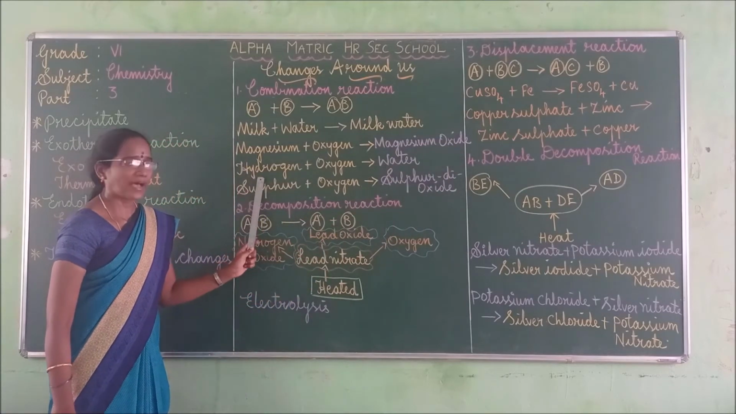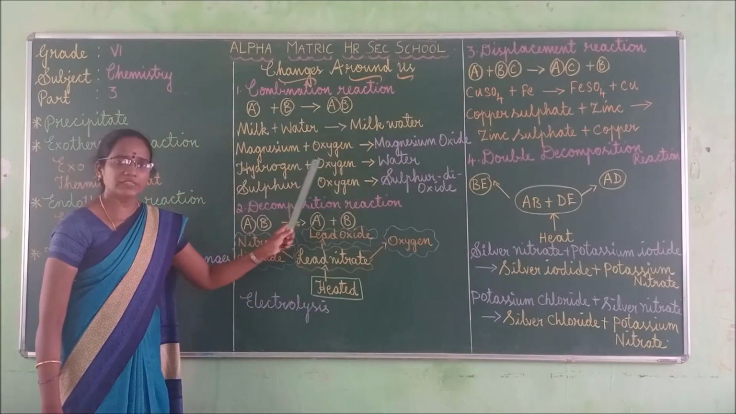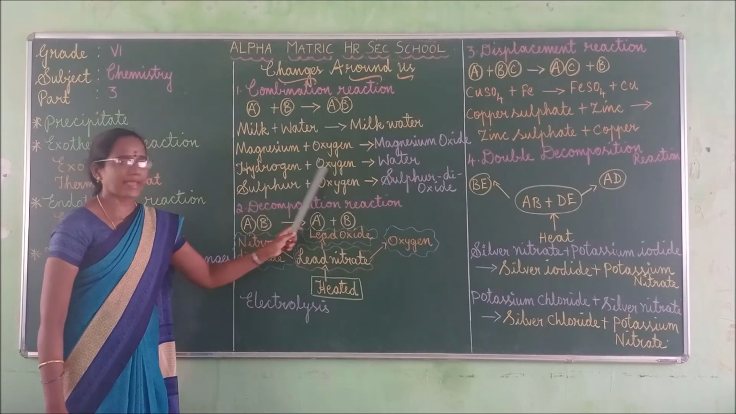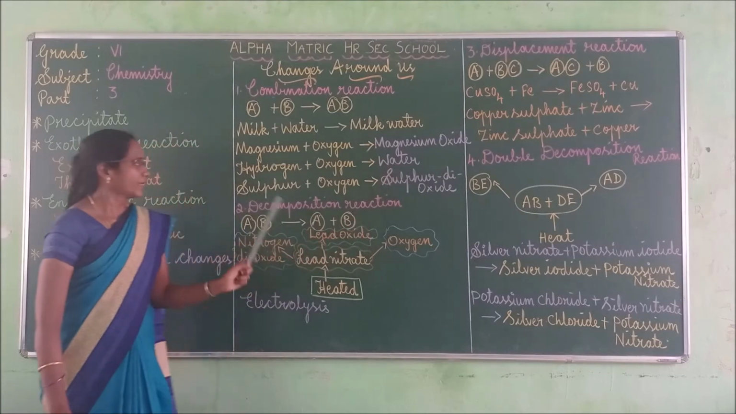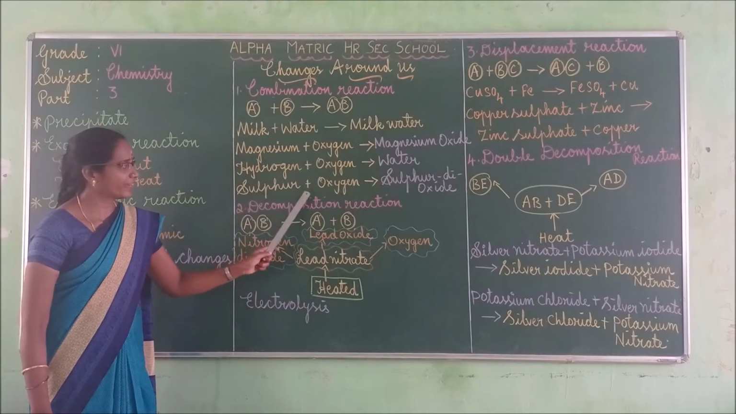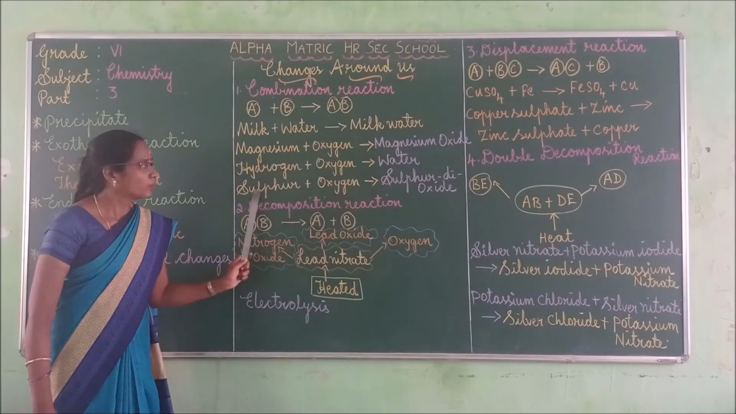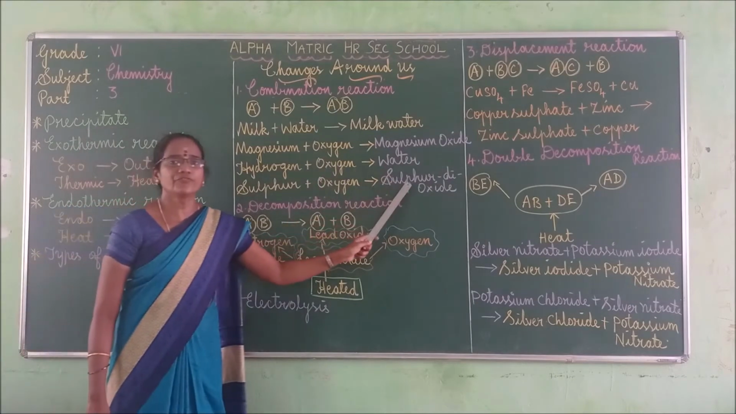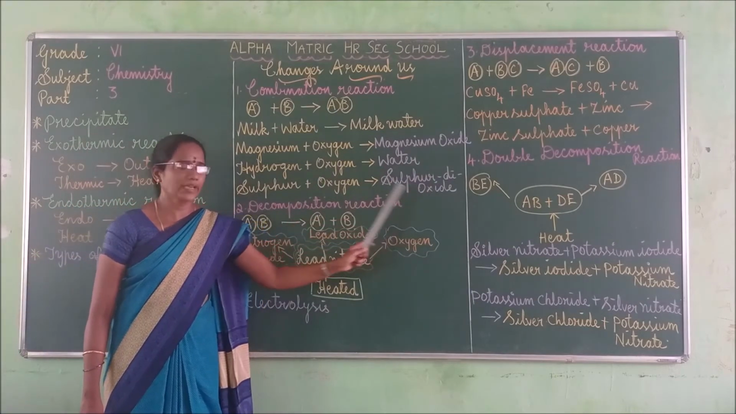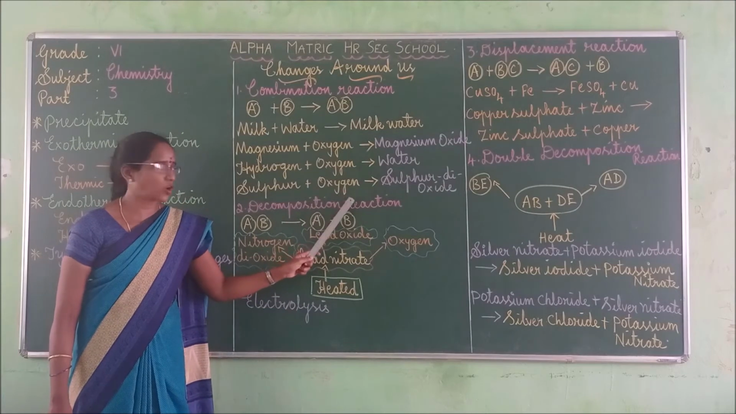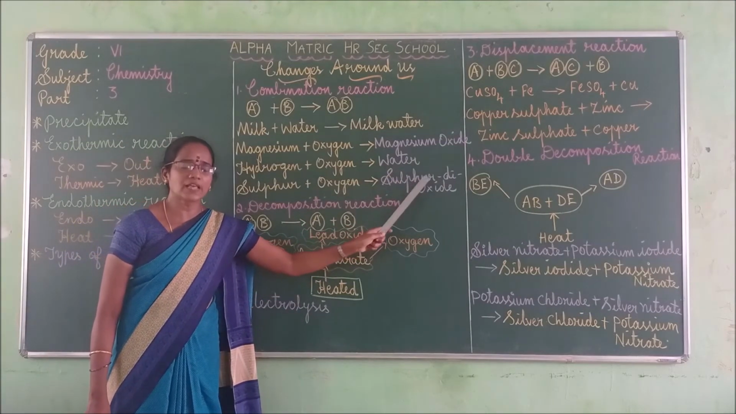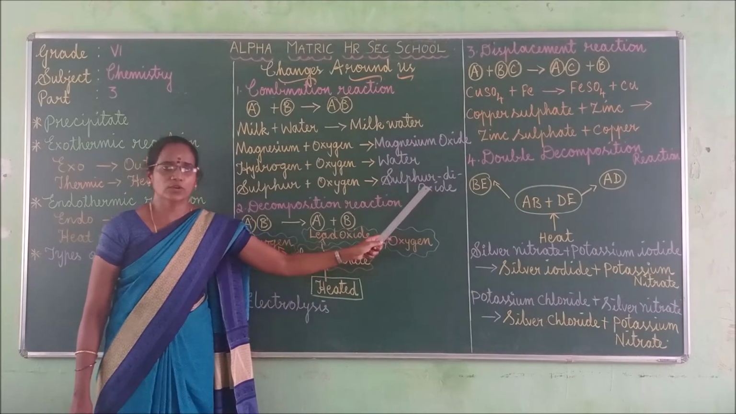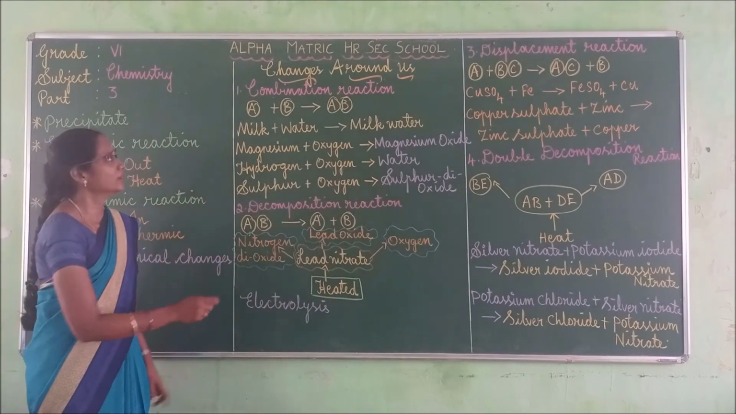Next one, hydrogen, when it reacts with oxygen, both react to form the compound water. Next one, sulfur, when it reacts with oxygen, both react to form a compound, sulfur dioxide gas. Okay, it is a poisonous gas, right?